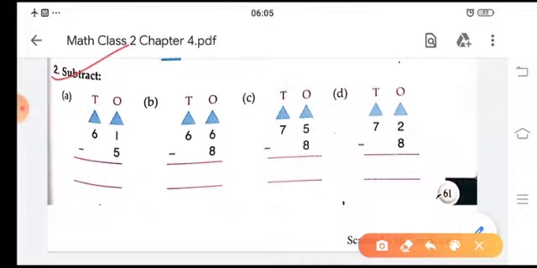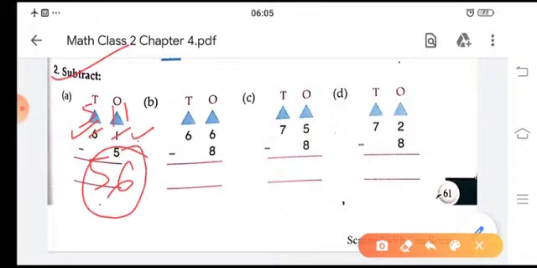This one. So 61 minus 5. So 1 is less than 5. So we'll take 1 ten from here. We cut 1, we make here 11. So 11 minus 5, and we cut here 6, we make it 5. So 11 minus 5 is 6, and 5 is 5. So we'll get 56 over here.